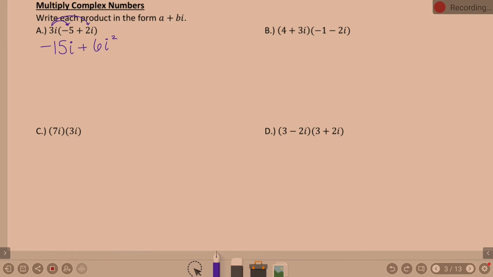Can I add negative 15i and 6i squared? If they were x's, could you add them? No, they're not like terms. They don't have the same variable pieces. It's an i and an i squared, or like an x and an x squared. Can I leave my answer like this? Write each product in the form a plus bi. Does it say anything about a plus bi plus ci squared or anything like that? No. We can't have an i squared in our answer.